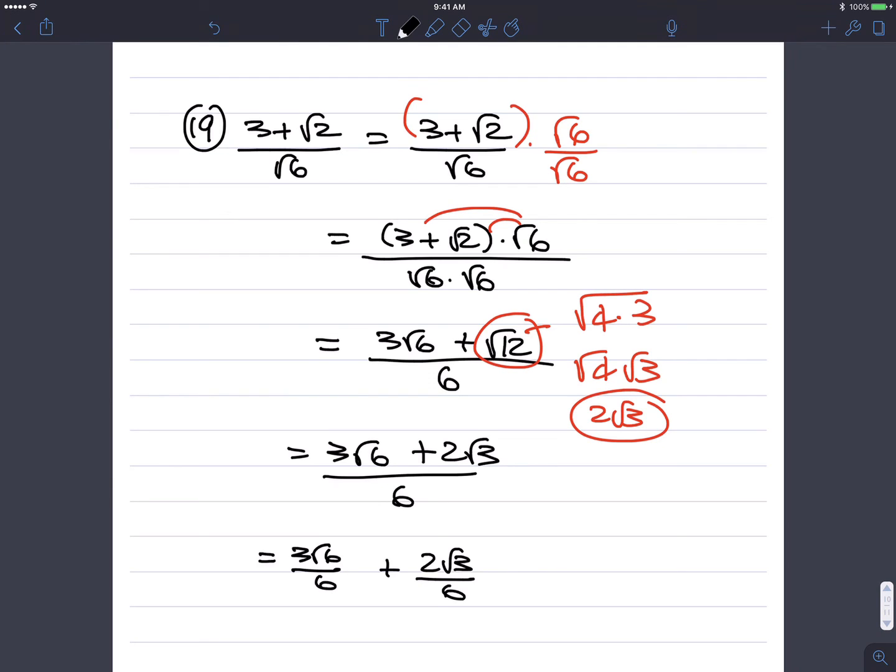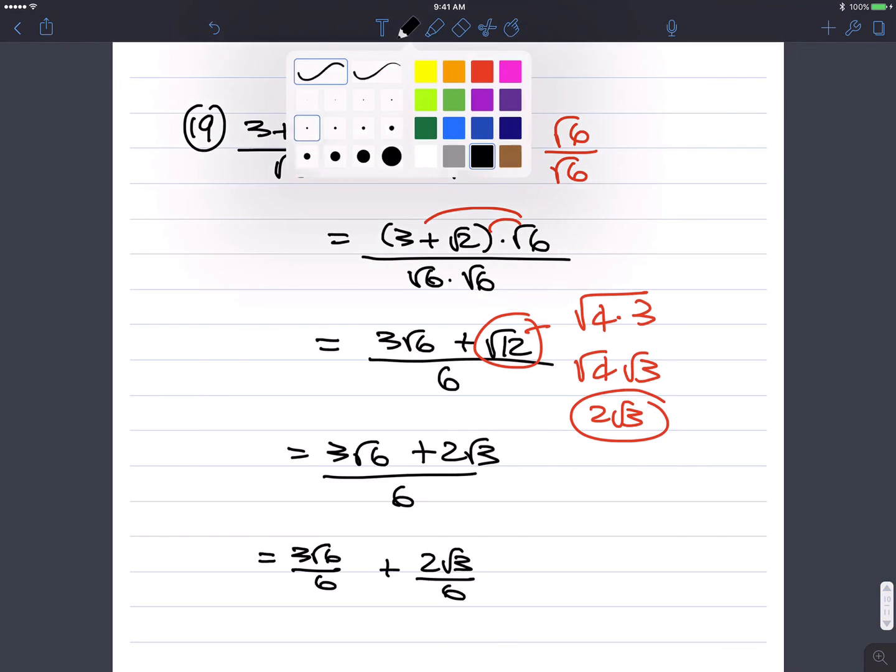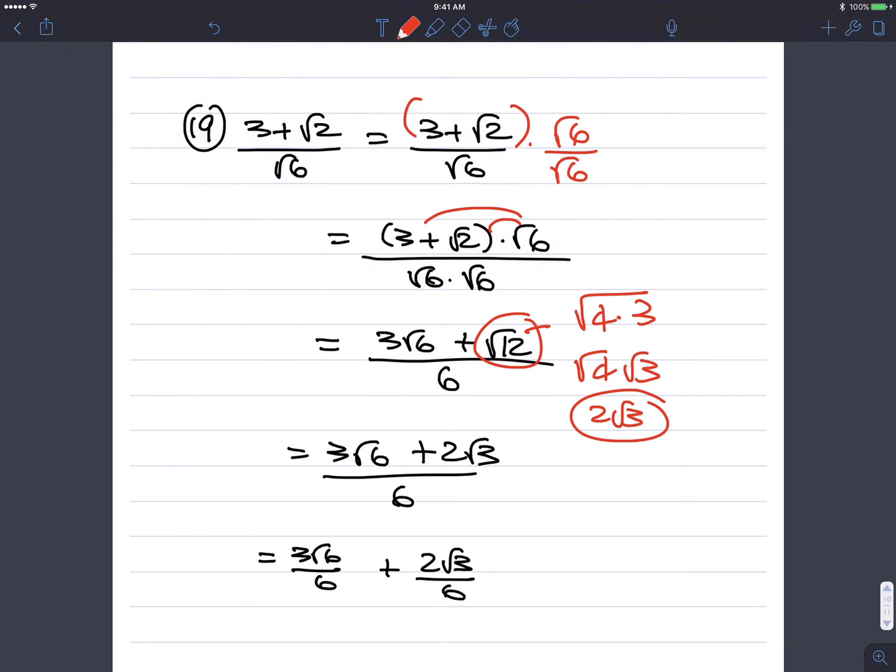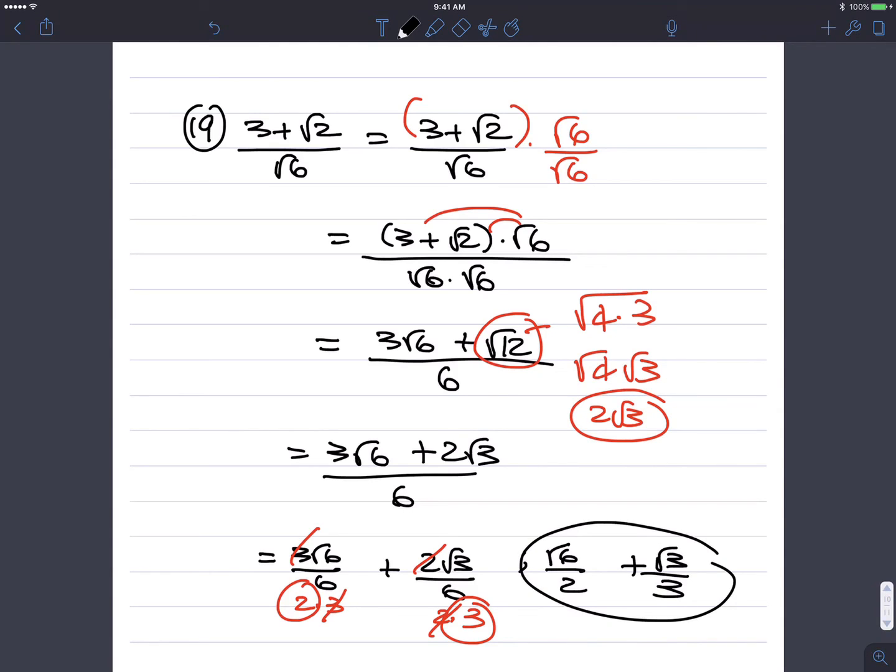And you notice that I might break down my 6 into the product of its primes as 2 times 3, 2 times 3. A 3 goes away here, and a 2 goes away here. That 2 is left on the bottom, the 3 is left on the bottom. So your final answer is going to be the square root of 6 over 2 plus the square root of 3 over 3. And we're done.